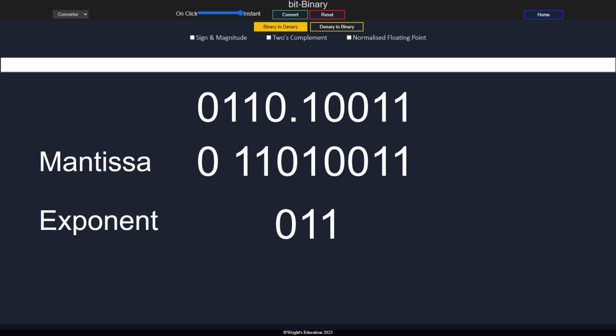Let's see if we can use the mantissa and the exponent to reverse engineer the original number. We convert the exponent, and knowing that the binary point is in the second position, we move it 3 places to the right.